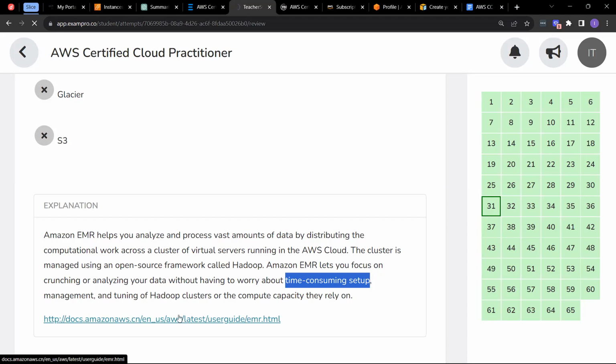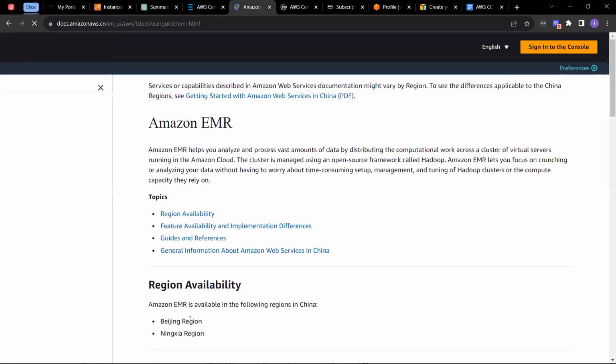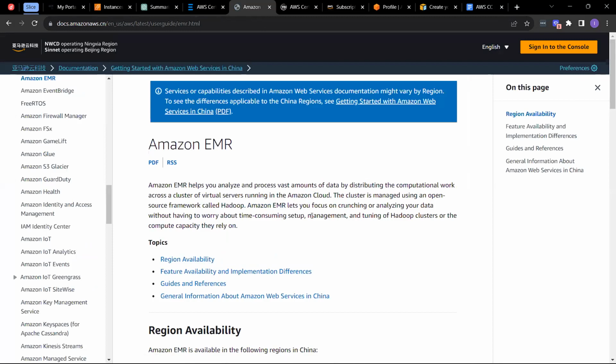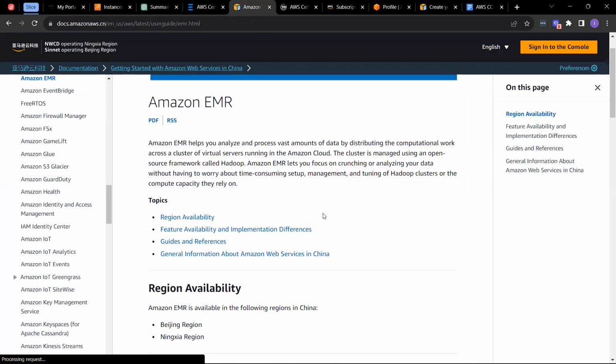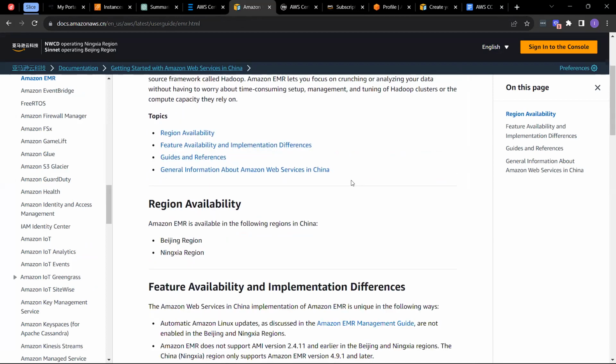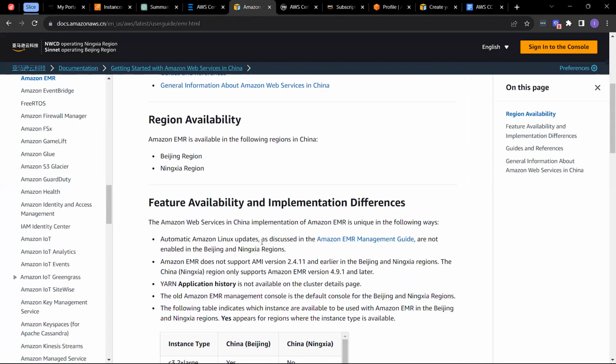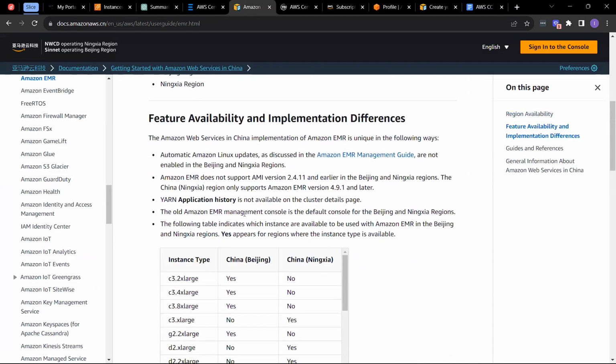See the docs. With the same thing they write here, but it's only available in Beijing and Ningxia, China. So it's not even a globally available service. Wow.